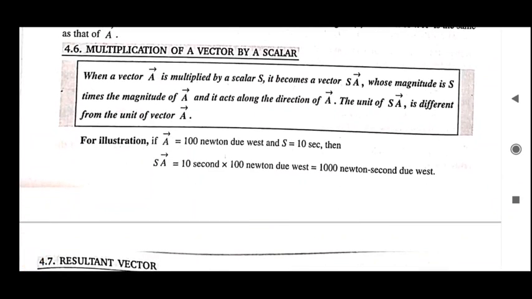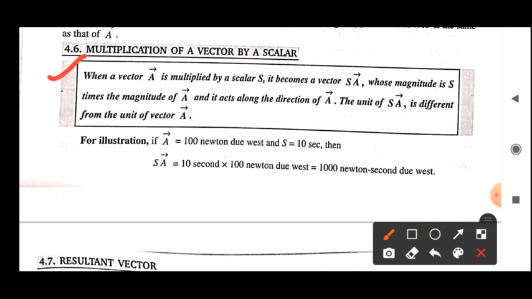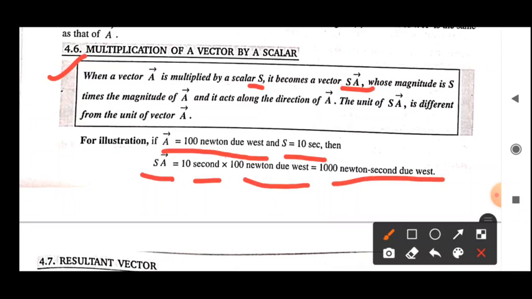Now next one, multiplication of a vector by a scalar. Whenever a vector is multiplied by a scalar, it becomes SA. If we have a scalar quantity S, then it directly becomes SA. For example, if vector A is given as 100 Newton due west and S is given as 10 second, then SA will be 10 second times 100 Newton due west. So overall we get 1000 Newton second due west. This is simple multiplication of a scalar into the vector.